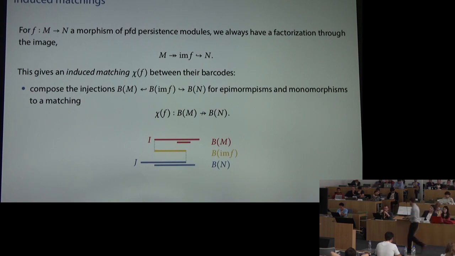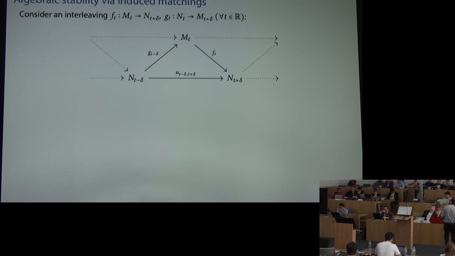Okay. And I guess I was a bit overly ambitious with these slides, but I will finish by showing how this construction gives you all you need to see stability, and then I'll stop there for today. But this is really all you need. We're going to apply this kind of composing the matchings we get from surjections and injections. We're going to apply it to an interleaving. Okay, so here's my interleaving between M and N. I'm just showing some part of this.